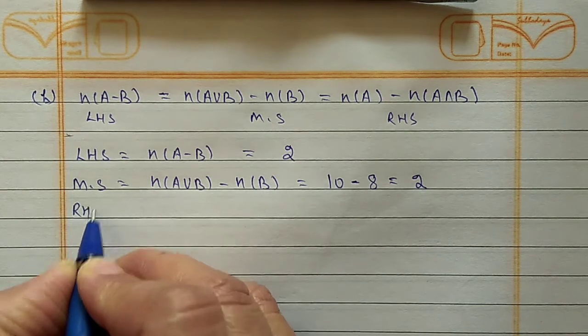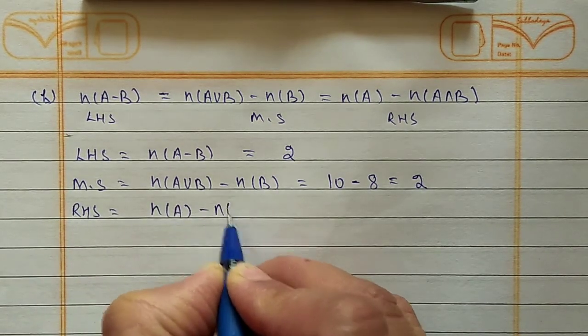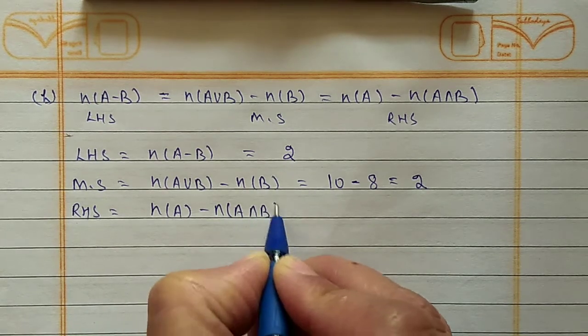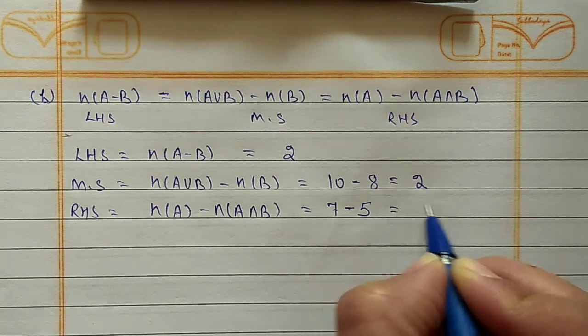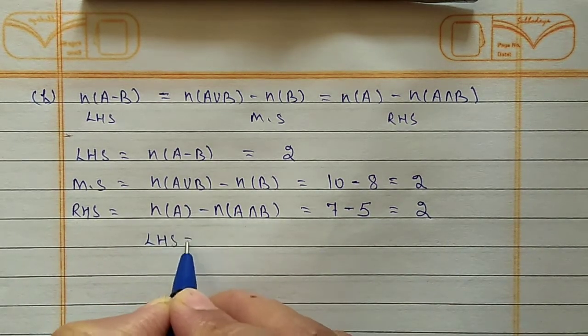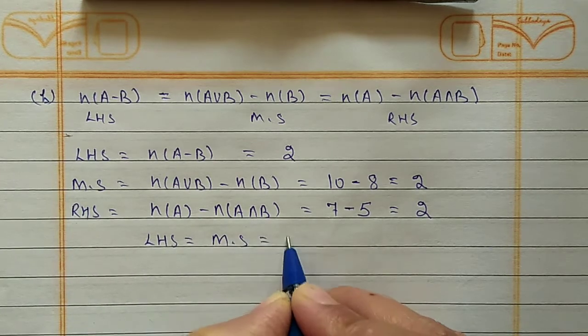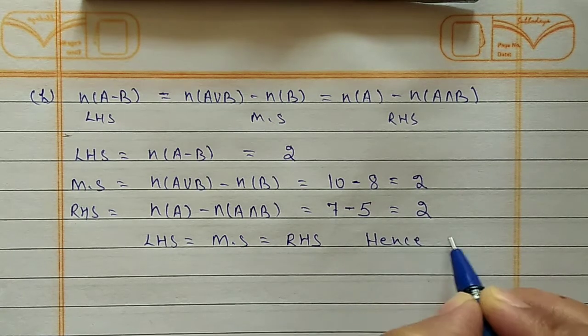Now the right side, n(A) minus n(A intersection B). n(A) was 7 and A intersection B we got 5. 7 minus 5 is 2. So here we got the left side equal to the middle side equal to the right hand side. Hence it is verified.